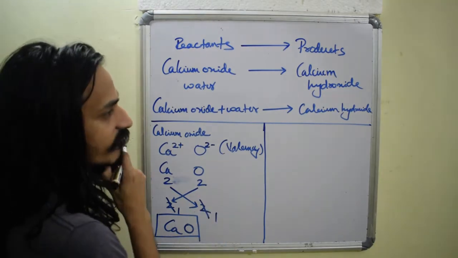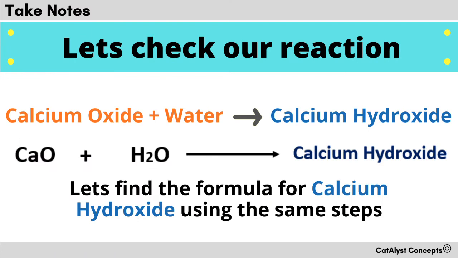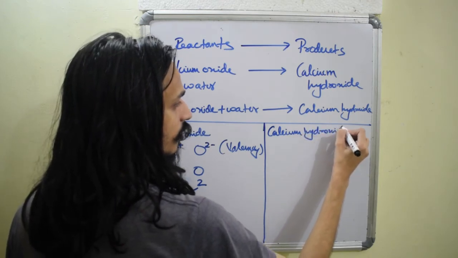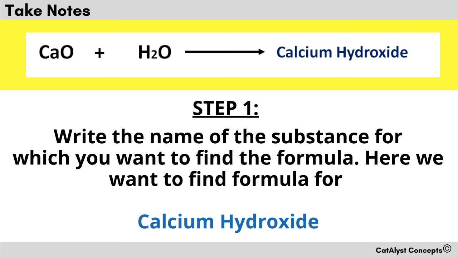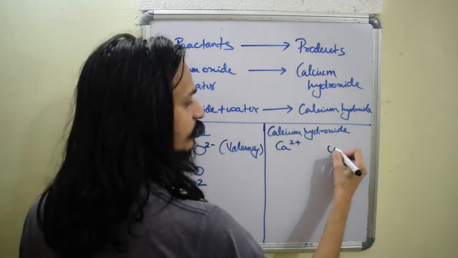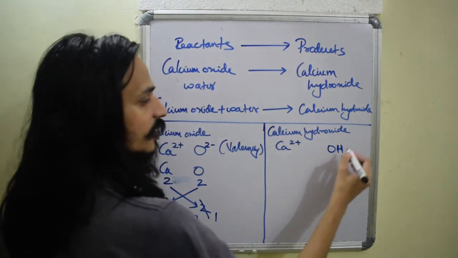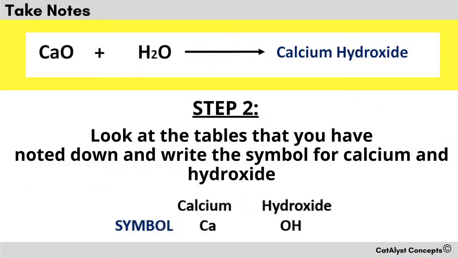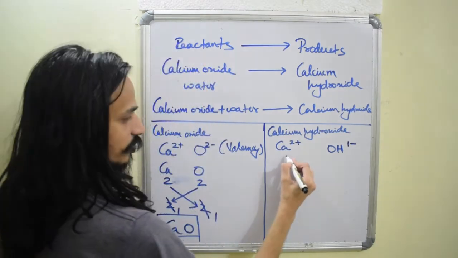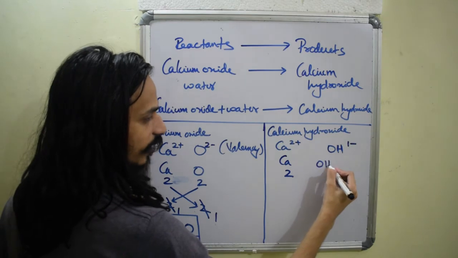Now, the same way I can find out the formula for calcium hydroxide. Again, for calcium, I know the symbol is Ca and its valency is 2 plus. For hydroxide, you might need to check, but the symbol is OH and its valency is 1 minus. Again, the first step, I will eliminate the symbols. So for calcium I will write 2, and for hydroxide I will write 1.